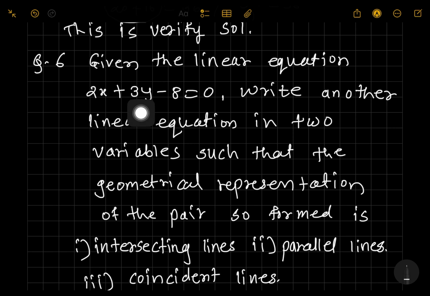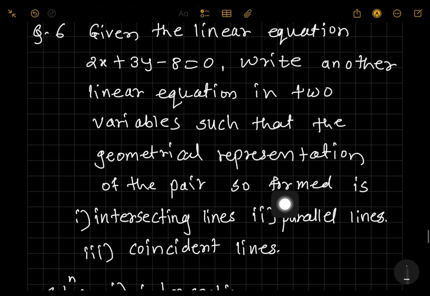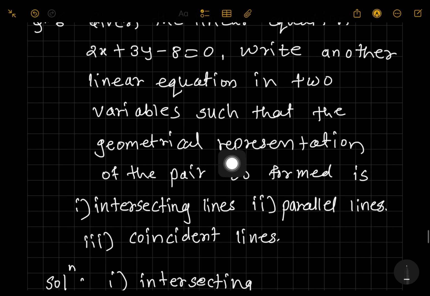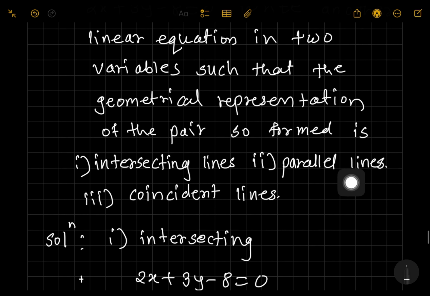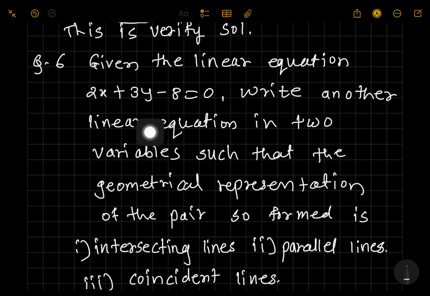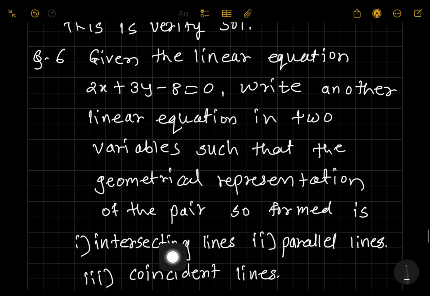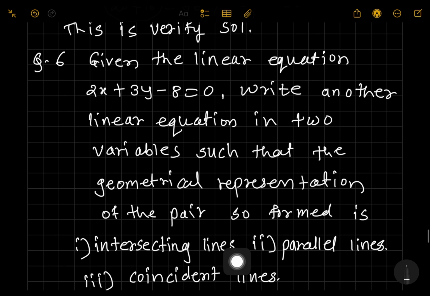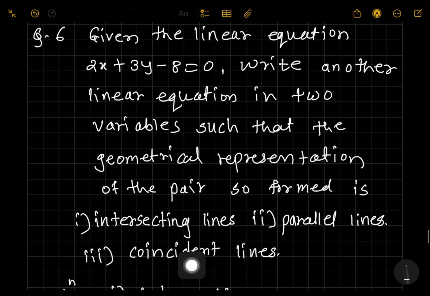Given the linear equation 2x plus 3y minus 8 equal to 0, write another linear equation in two variables such that the geometrical representation of the pair so formed is, first, intersecting lines, second, parallel lines, and third, coincident lines. Only one equation is given. We have to find another linear equation. First we take another equation such that the lines are intersecting. Then one more for parallel lines, and then for coincident lines.